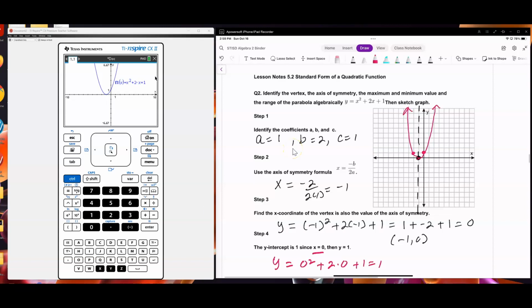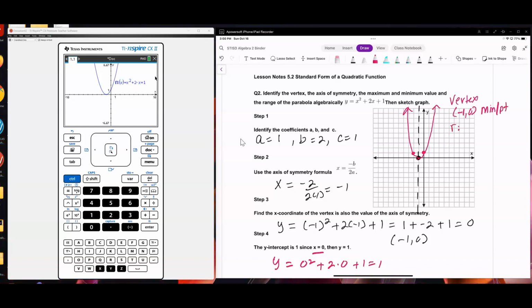The vertex, -1, 0. It's a minimum point. The range, y greater than or equal to 0. The domain, all real numbers. The axis of symmetry, x equals -1.